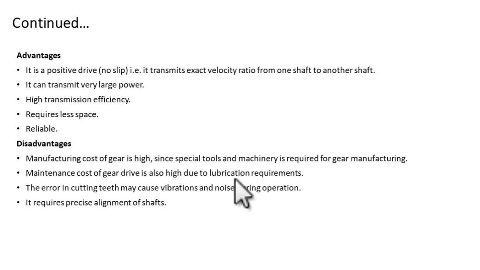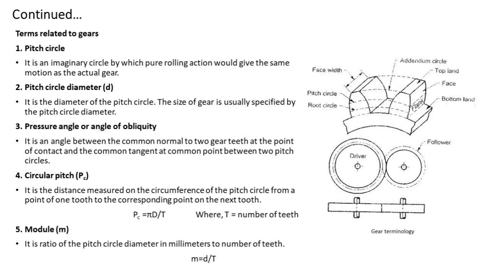We need lubrication in the gear mechanism, and if somehow any mistake happens during the manufacturing of the gear, then we will not be able to use that gear for a particular velocity ratio or a particular arrangement. The number of teeth, the depth, everything, all parameters should be in the correct order. So these are the drawbacks of using gear drives.